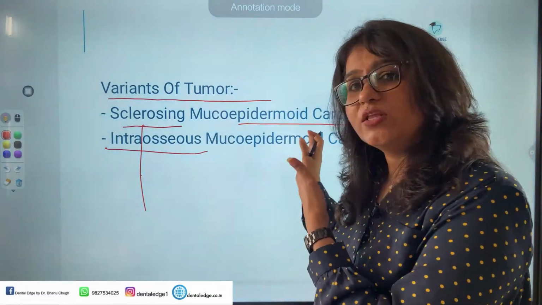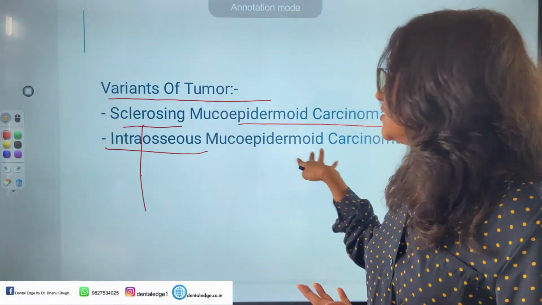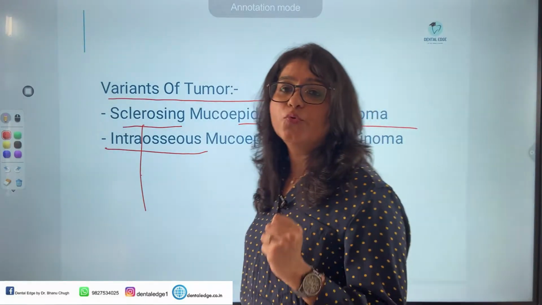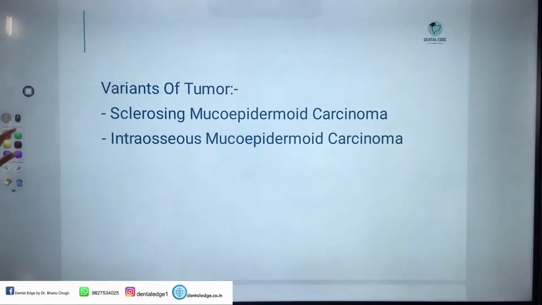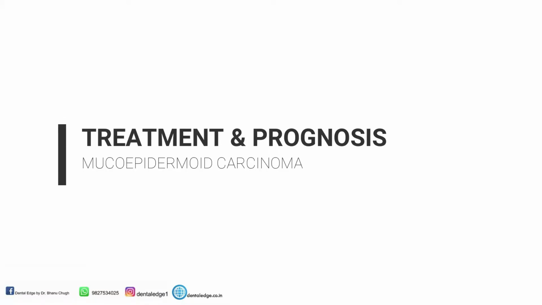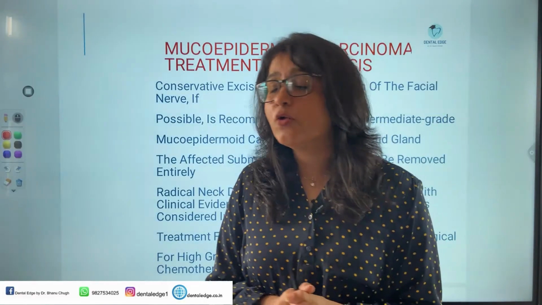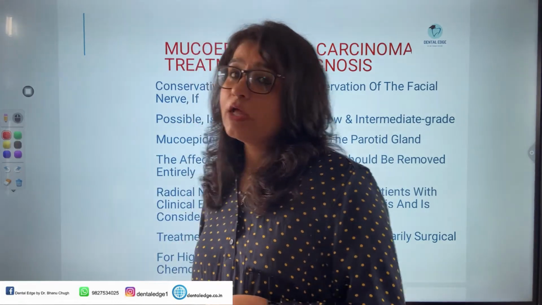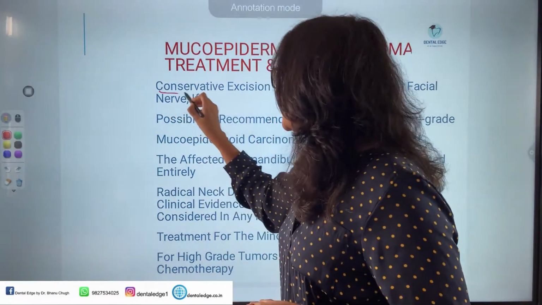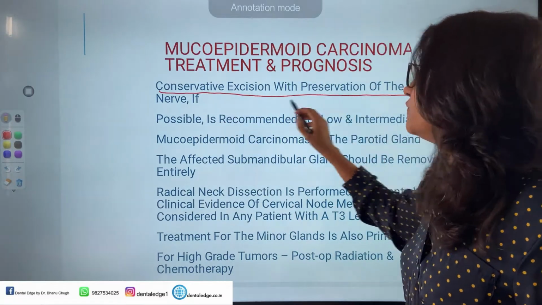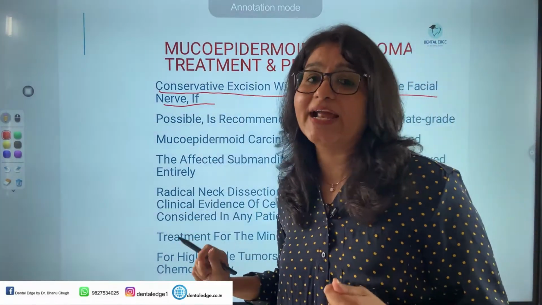So when it is occurring within the bone, that is within the jawbone, then it is called intraosseous mucoepidermoid carcinoma. So these were the two variants of this tumor. Coming to the treatment and prognosis of a mucoepidermoid carcinoma. Surgical excision is the treatment of choice. Conservative excision with preservation of the facial nerve. I am talking about parotid gland tumors, right?